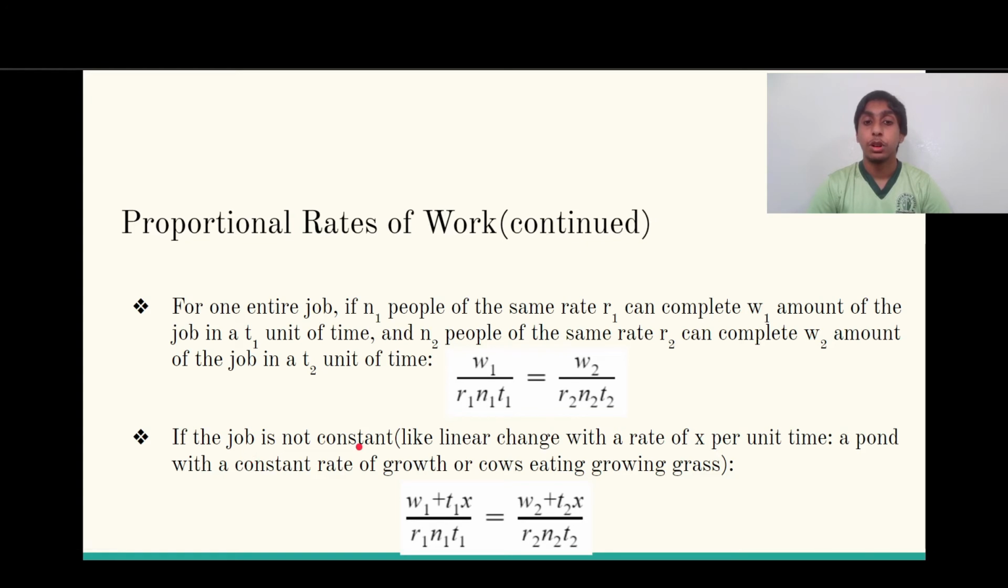Now, sometimes the job is not constant, like linear change with the rate of x per unit time. For example, maybe you're cleaning a pond, but it has a constant rate of growth. Or cows are eating grass, but the grass is always growing back up. So then you're going to do w1 plus t1 times x over r1 into n1 into t1, which is equal to w2 plus t2 into x over r2 into n2 into t2. So again, we're expanding this one now. We're just adding this linear equation part of it. Because this is like constant growth, right? We're always getting new growth to combat what we've already done.